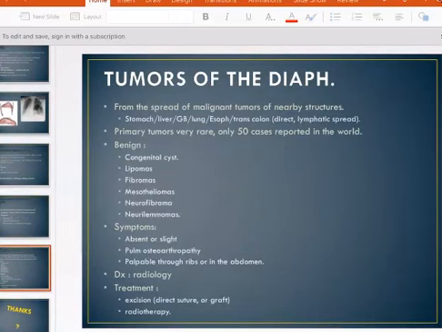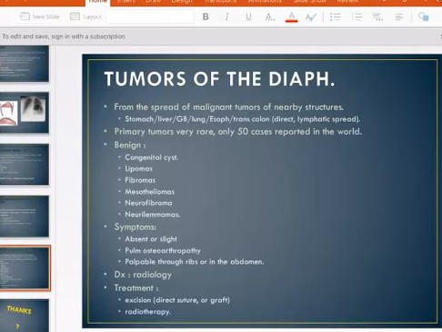Tumors of the diaphragm. We have spread of malignant tumor from nearby structures, from the stomach, or the liver, or the gallbladder, or the lung, or the esophagus, or the colon. It will be either direct invasion of the tumor into the diaphragm, or sometimes by lymphatic spread that the diaphragm is affected. A primary tumor of the diaphragm is very rare. Only 50 cases are recorded in the world.